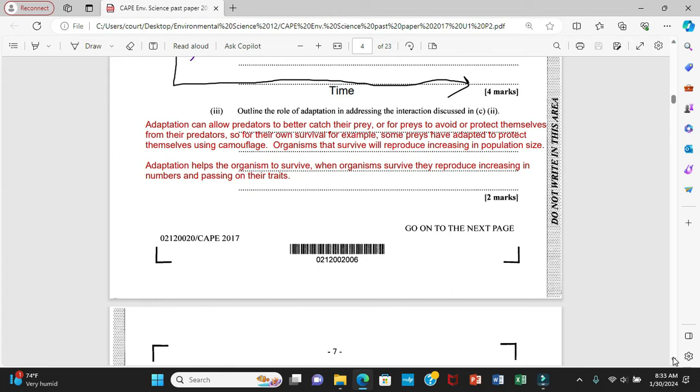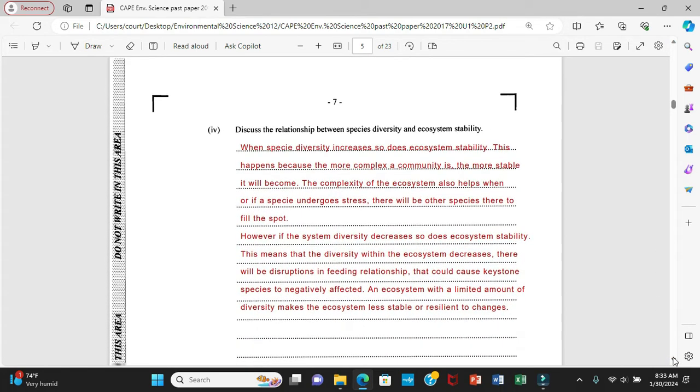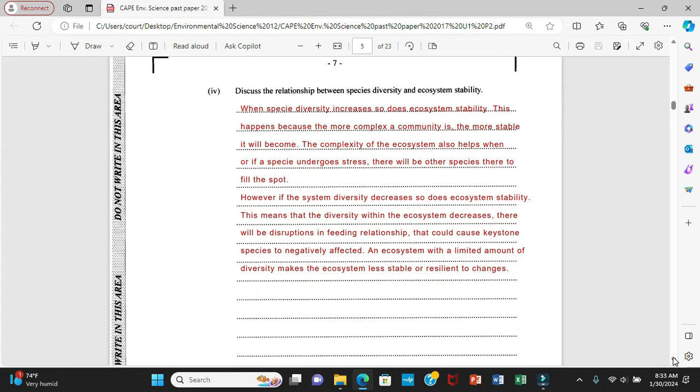All right. Let's move to part 4. Part 4 says discuss the relationship between species diversity and ecosystem stability. All right. So I'm going to read what I have. So when species diversity increases, so does ecosystem stability. This happens because the more complex a community is, the more stable it will become. The complexity of the ecosystem also helps if a species undergoes stress. There will be other species there to fill the spot.